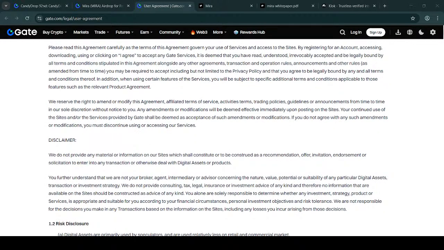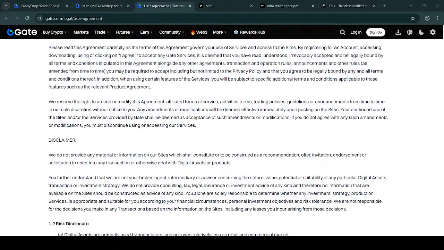stipulated in this agreement, alongside any other agreement, transaction and operation rules, and announcements and other rules you may be required to accept, including but not limited to the privacy policy. You agree to be legally bound by any terms and conditions for additional or future features of the service, and you will be subject to specific additional terms and conditions applicable to those future features of the relevant product.